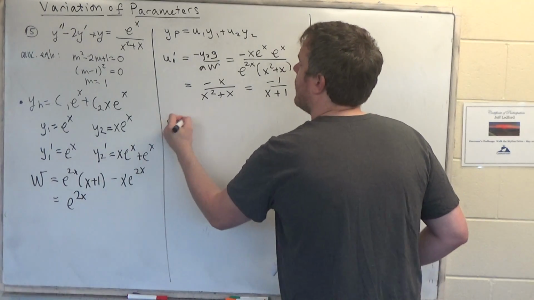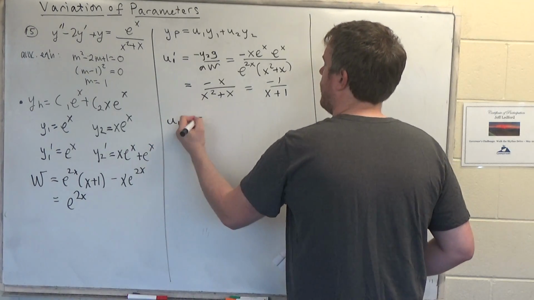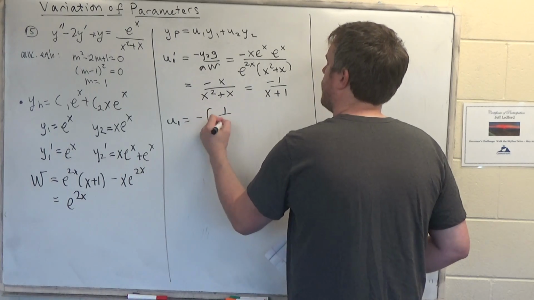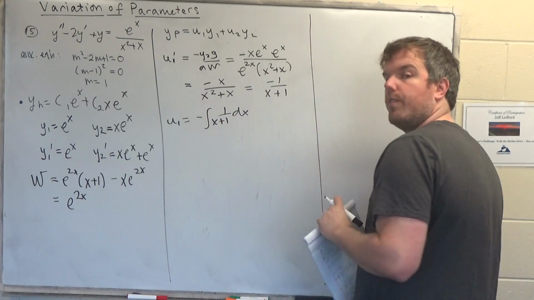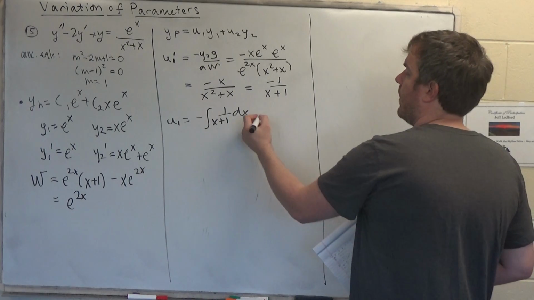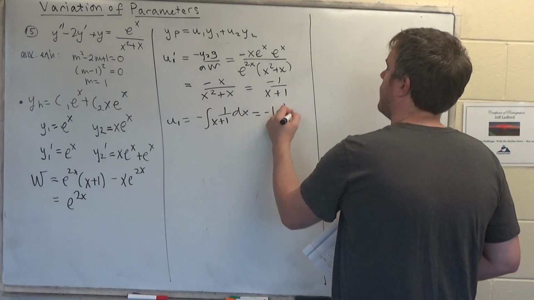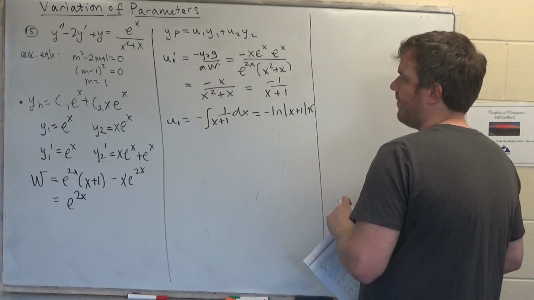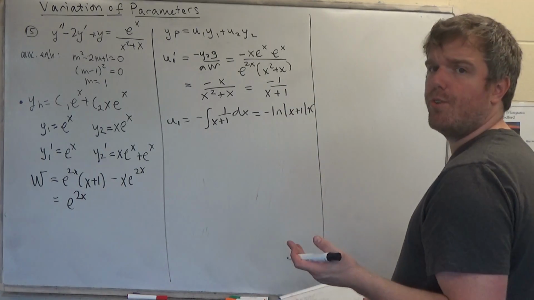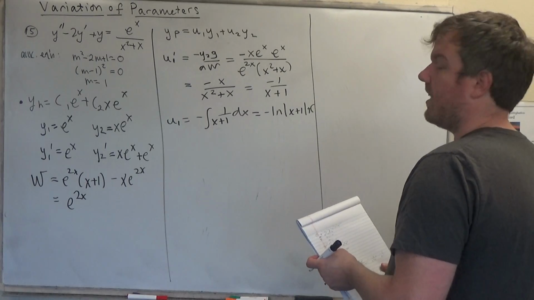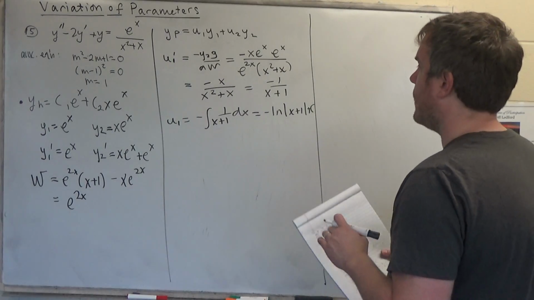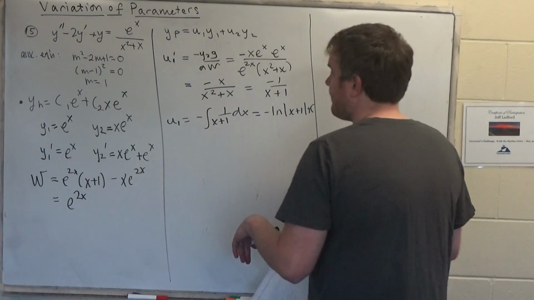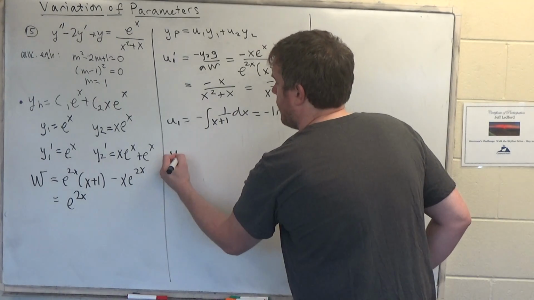So u1 is negative integral 1 over x plus 1 dx. This is a simple u substitution, u equals the bottom. So what we get is negative the natural log of x plus 1 plus c. And that's it for u1. My guess is u2 is going to be a little bit more complicated. Okay, well, we'll just start down here.